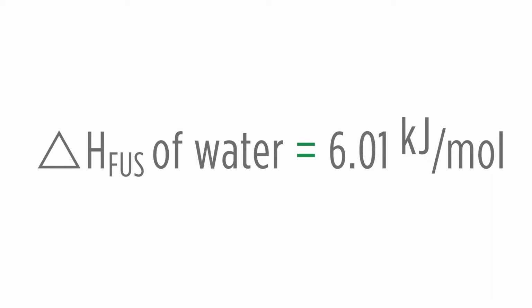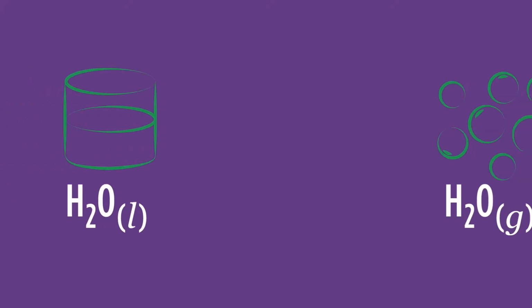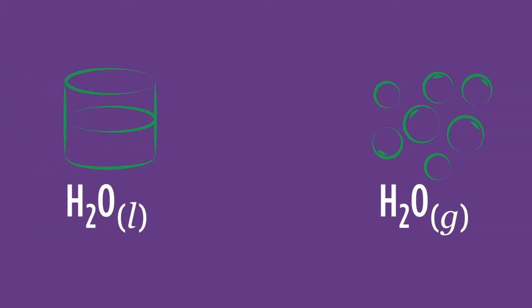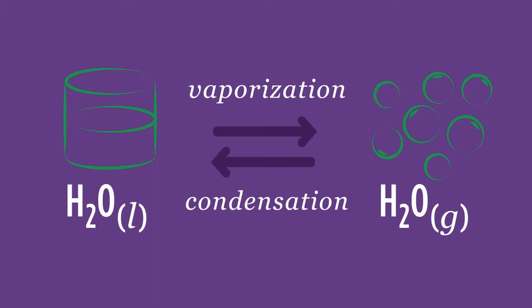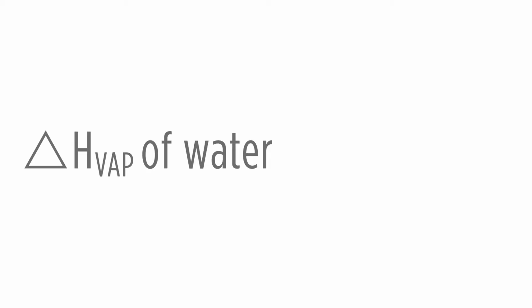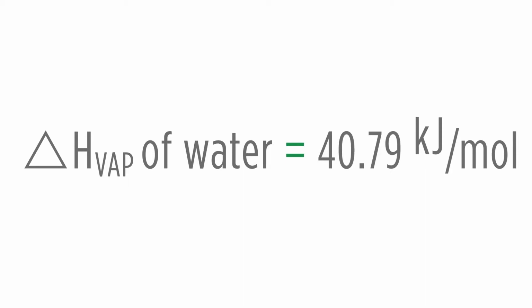The second phase that we'll be looking at is going from water to steam. So taking liquid water, going through the vaporization process to come up with gaseous water. If we reverse this, go from steam to water, we have condensation. The delta H for vaporization of water is 40.79 kilojoules per mole. Again, notice it's a molar quantity.